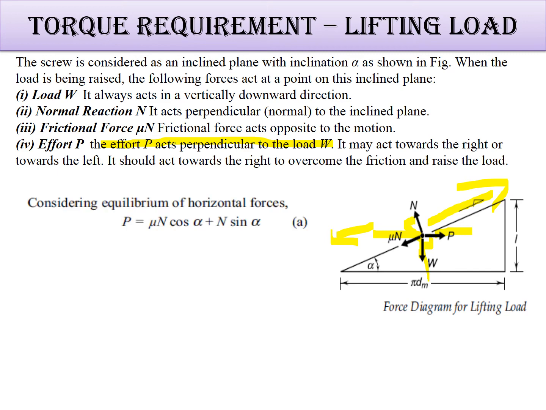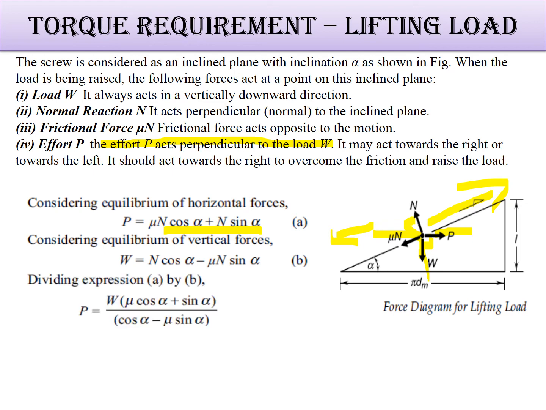So by the geometry of this figure, if you are going to see the equilibrium of horizontal forces, what we get is that P is equal to mu n cos of alpha plus n times sin of alpha. Based on this, one more equation which we get for W is n cos of alpha minus mu n sin of alpha, by resolving, as we have already learned in SOM and mechanics also. So by these two equations, we get P is equal to W times mu cos of alpha plus sin of alpha, as n gets cancelled, divided by cos of alpha minus mu sin of alpha.